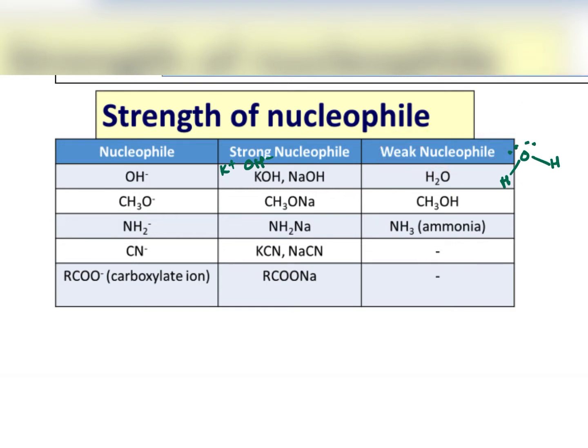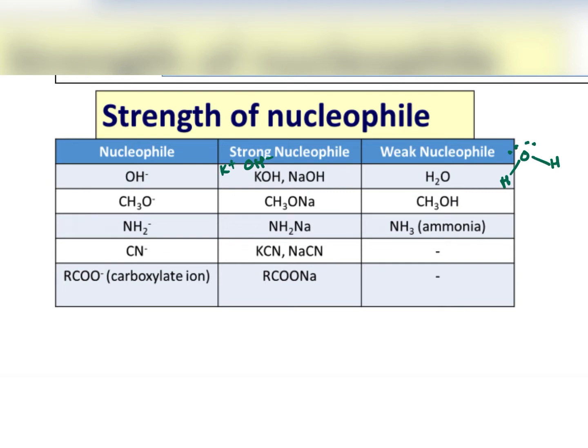Okay, so next kita tengok CH3O minus ion. So if it is attached to sodium metal, contoh, so it is strong nucleophile sebab nanti later kita akan dapat straight away this ion. Okay, but if it is attached to H, okay, kita classifykan dia sebagai weak nucleophile.